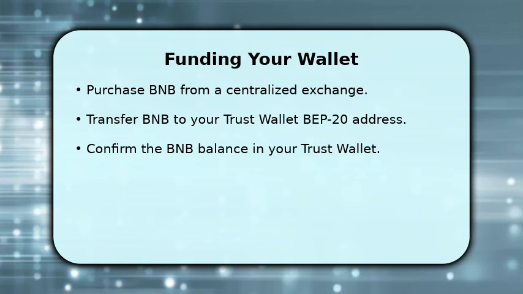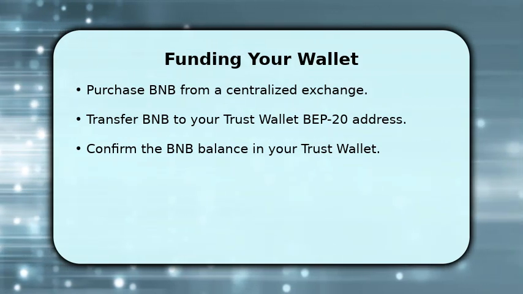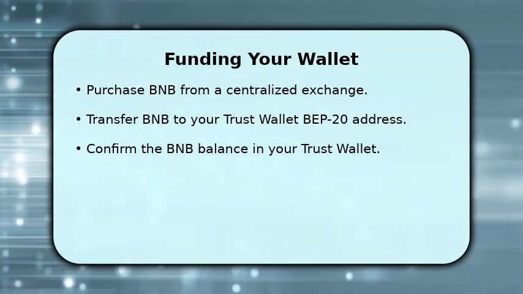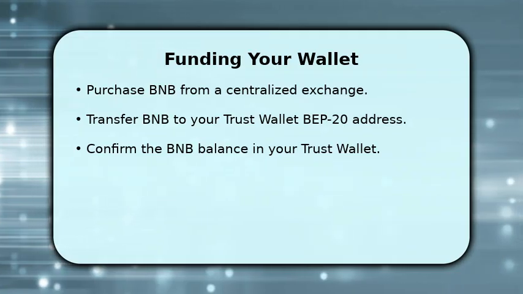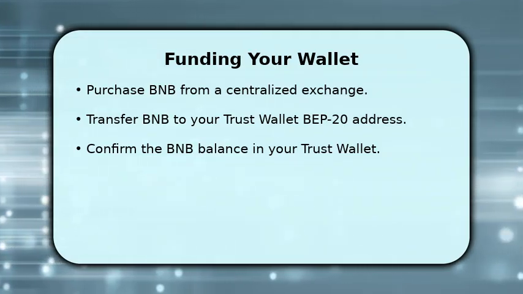To get BNB into your Trust Wallet, you can purchase it from a centralized exchange like Binance or Coinbase. Once acquired, transfer the BNB to your Trust Wallet's Smart Chain address. Always double-check the network, ensuring it's BEP20 to avoid losing your funds.